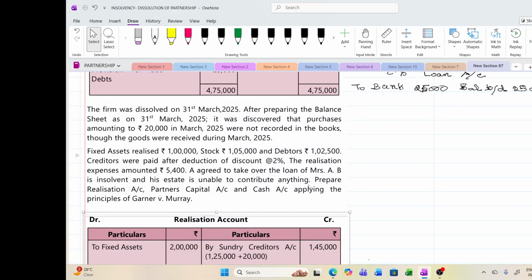Now come to the main point of insolvency. B is insolvent and his estate is unable to contribute anything. The moment B is insolvent, first what you do, step by step, if you do it, there will be no issue at all. Okay, first you close the realization account. Find out how much is the total loss, and that you distribute to all the partners. I am repeating again, distribute the loss to all the partners, including the insolvent partner.